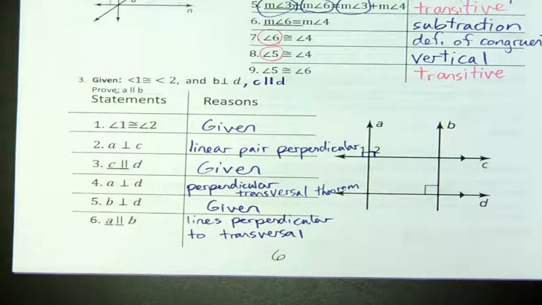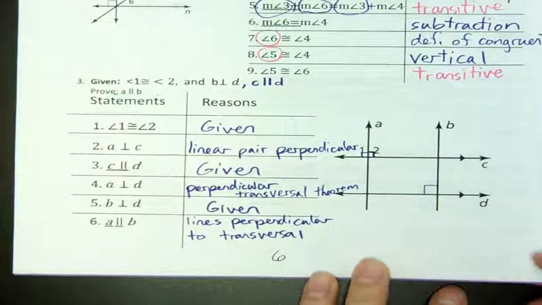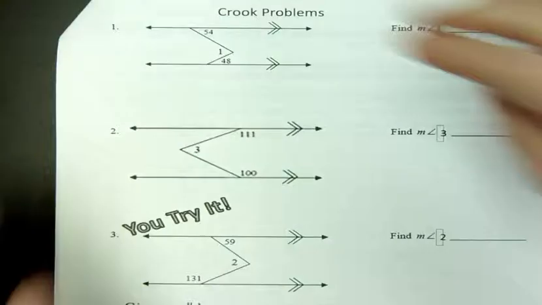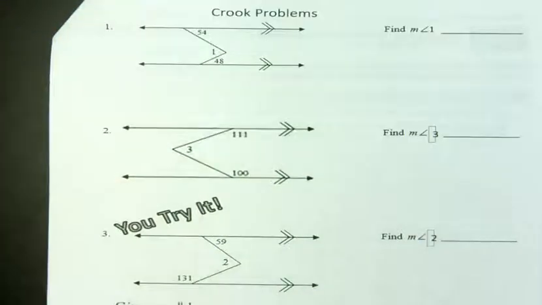All right, you guys ready for the next page or not yet? Yes. All right, this next page is some actual problems. So that was our page of proofs. Now these are called crook problems. It says we try it, you try it.